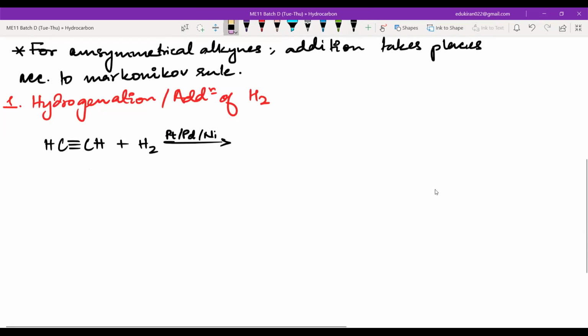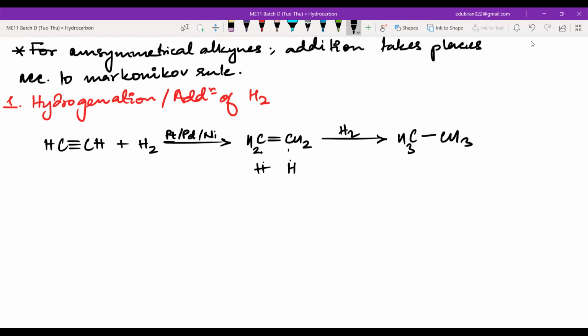Okay. So the hydrogen will add up on one of the pi bonds, and you will get CH2 double bond CH2. But again, please remember that this reaction will not stop here. Why? Because we can have excess of hydrogen. The reaction can proceed again. If you have more H2, then this H2 will add up to this alkene now, and what you are going to get is a CH3 bonded to CH3.